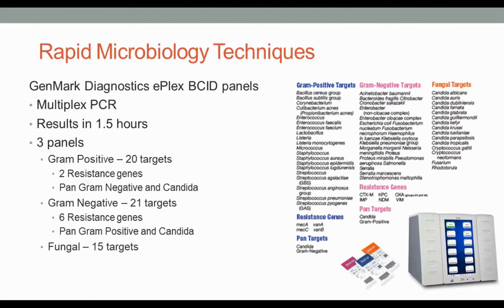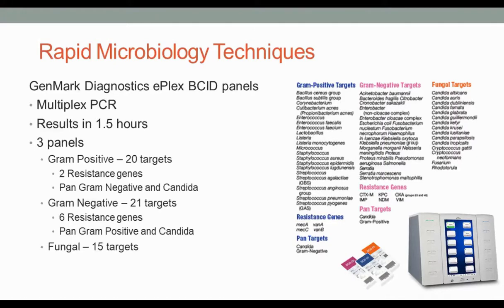Genmark is another company that makes multiplex PCR assays for blood culture identification. They have 3 separate cartridges. The gram-positive panel detects 20 bacterial targets and 2 resistance genes. In addition, the cartridge contains probes for pan-gram-negative and pan-Candida targets, allowing you to detect mixed infections, or it directs you to the use of another panel when the gram stain is questionable.